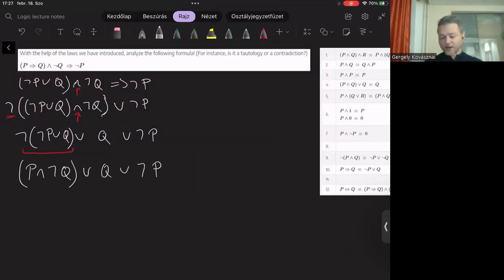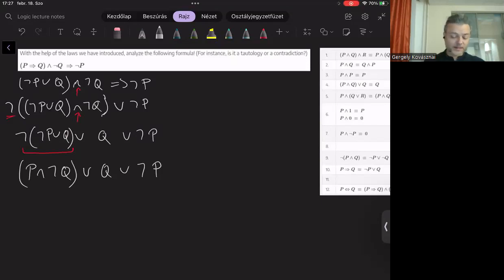Okay, so now the formula looks quite promising. It's quite simple, but so far we don't know if it is a tautology or contradiction. Might be because it looks quite redundant. You can see P and not P in the formula, Q and not Q. So there's a high chance that you can simplify something out and finally you can get a simple formula which can be analyzed, and then you can see if it is a tautology or contradiction.